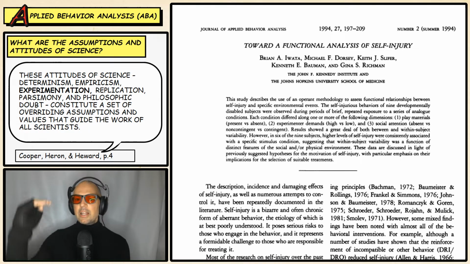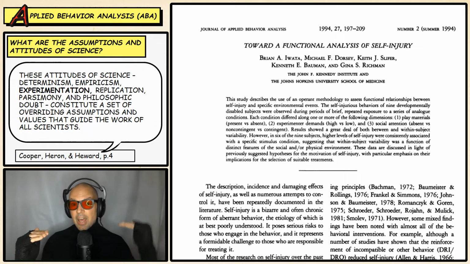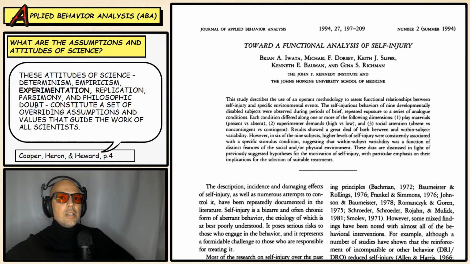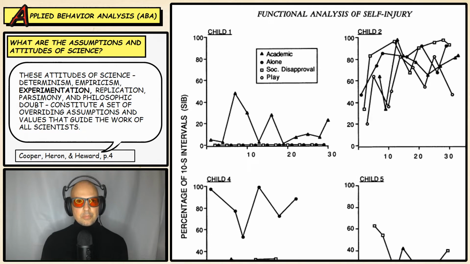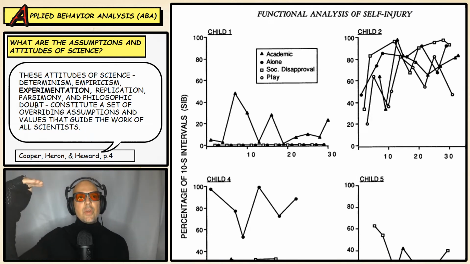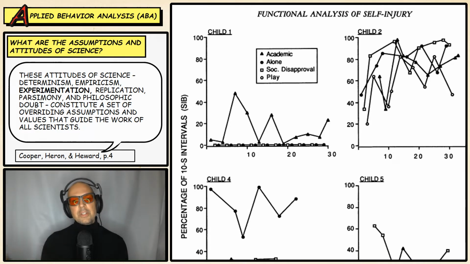So they specifically manipulated the conditions, and then they saw what effect that manipulation of the environment or the conditions had on the rates of self-injury. To show you what a functional relation looks like, let's take a look at child number 1. On that line, the height of the line indicates the rates of self-abuse. So the higher the line, the higher the rate of self-injury. And the different types of lines are the different conditions that they had them in.